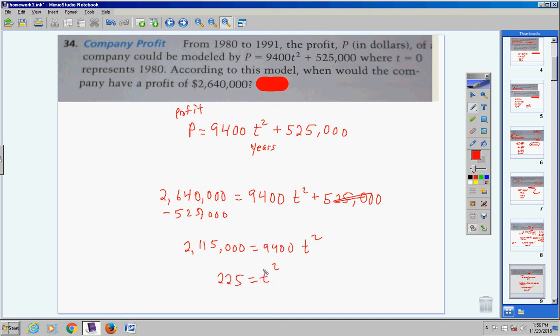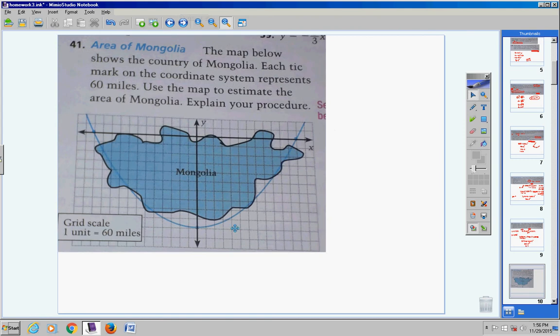225 equals t squared. Now we're going to take the square root of both sides. The square root of 225 is 15, and the square root of t squared is t. So if t equals 0 represents 1980, then 15 would have to represent 1995. So in 1995, that's when the company will have a profit of 2,640,000. Okay.